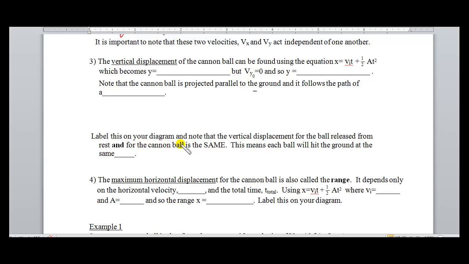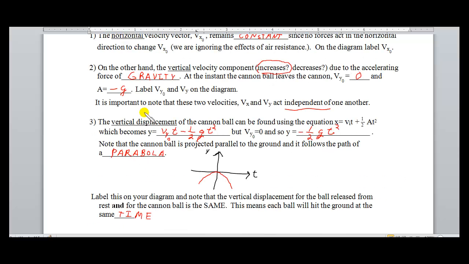So basically what we've done is label on the diagram that the vertical displacement for the ball that's released from rest and for the cannonball is the same. This means each ball will hit the ground at the same what? What goes in this blank? Push that pause button and fill in your answer. And your answer should be that each ball will hit the ground in the same period of time t.